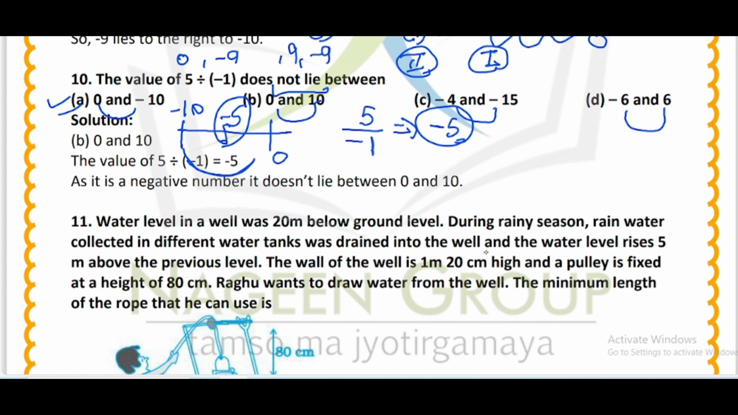Let's see 0. When we go to the right side of 0, it shows positive integers. Then 0 and minus 10, 0 and plus 10. Does minus 5 lie between 0 and plus 10? No, because the numbers which lie between 0 and 10 are all positive. But the given number is negative, so minus 5 doesn't lie between 0 and plus 10. It means the right answer is part B.